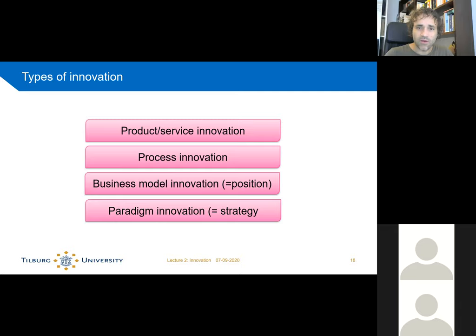Can you still hear me? So I was talking about Philips, who used to make light bulbs and is now mostly in the medical industry. So they have shifted their organization strategy. Everyone with me? Okay.